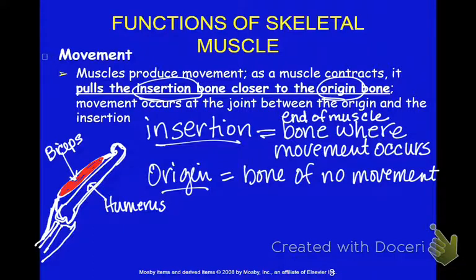So the end of the muscle up here is the origin. And this end down here is the insertion, where you have your muscle movement taking place. So the end of the muscle high up on the humerus bone is the origin, and the insertion is down here on the radius because that's where the movement occurs. So movement is achieved when the insertion point is pulled closer to the origin point.